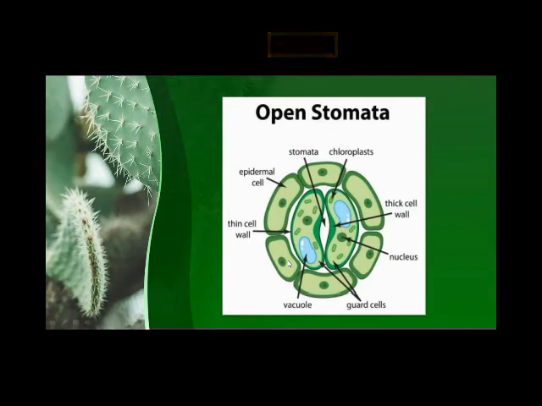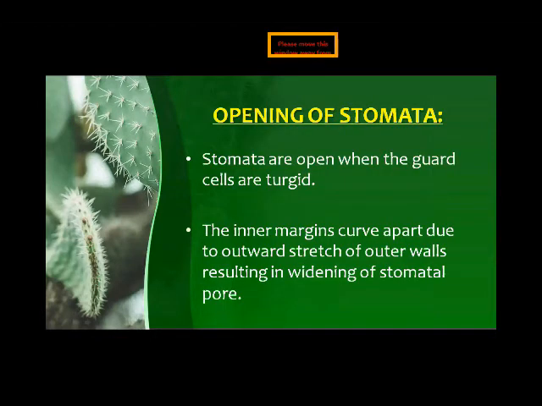After the process of photosynthesis and respiration, when water enters into the leaves, the excess water applies pressure on the guard cells. That's why the process of opening of stomata starts. The stomata are open when the guard cells become turgid.